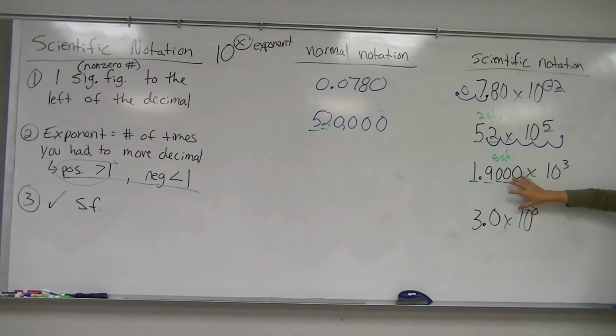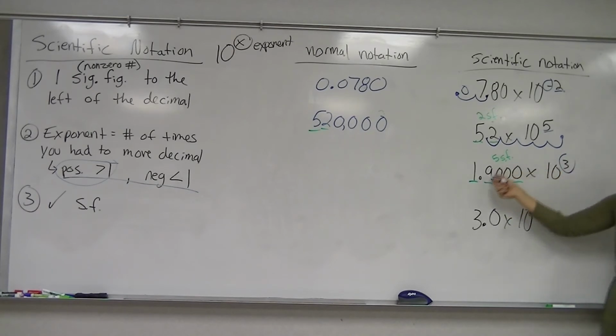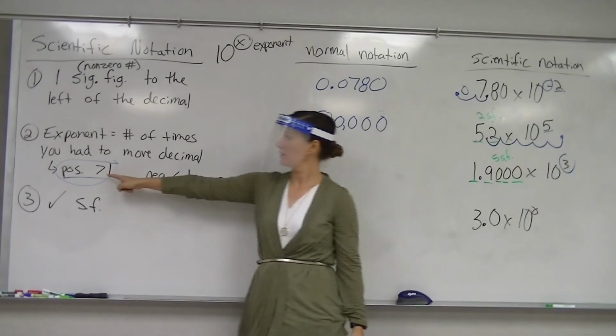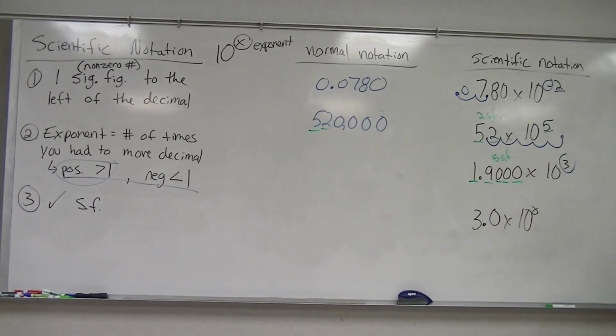So what all that means is that when I write it in normal notation, I want to make sure to include those zeros in my normal notation version. Okay, so what is normal notation going to look like? Well, I'm going to start at the decimal, and I'm going to move it 3 times. That's what the exponent's telling me. It's a positive number. So do I want this number to get bigger or do I want it to get smaller? Positive means greater than 1. So it means I want it bigger. Yep, to the right.